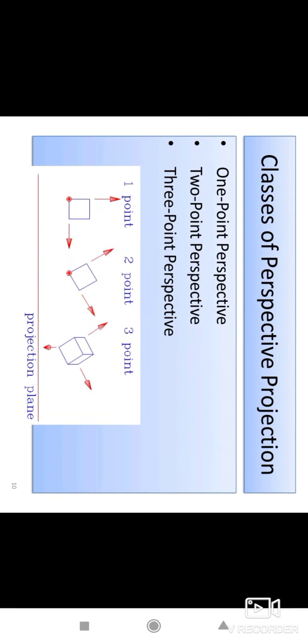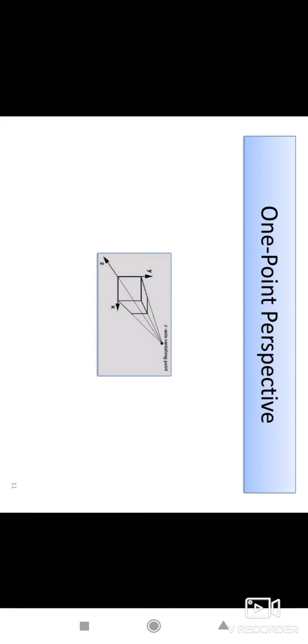Okay, so here we have 1 point perspective projection. Here the set of vanishing points are parallel to one of the principal axes. In 2 point it is parallel to 2 of the principal axes. In 3 point perspective projection it is that are parallel to 3 of the axes. Okay, so here it is 1 point perspective XY. Okay, XYZ, and they are parallel to which axis?